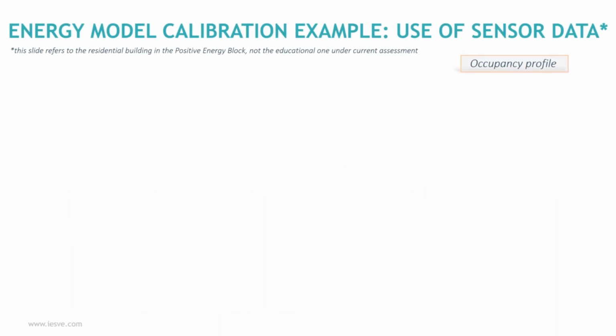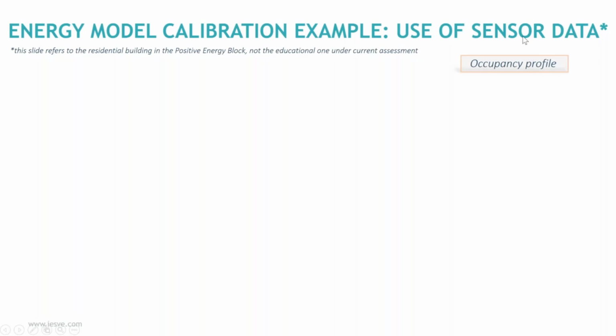And once we did that, we were able to calibrate the building on the heating consumption as well. Just a quick example of another way of using, for example, sensor data to calibrate a model. And when I say calibrate, once again, the meaning is to try to have an energy model as representative as possible of the real building.